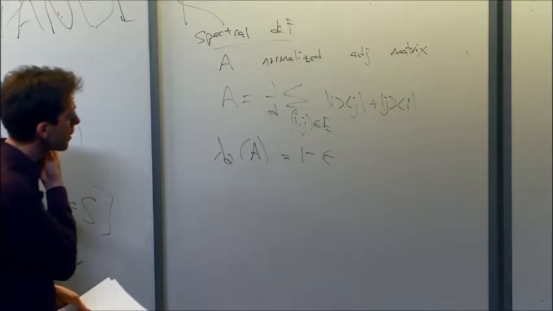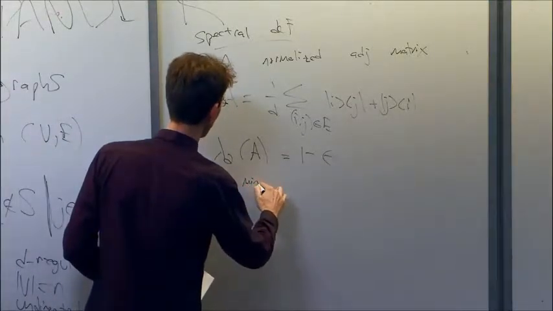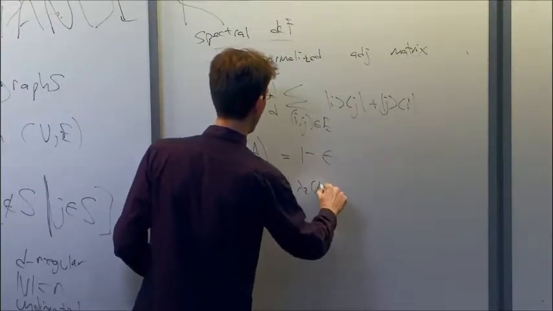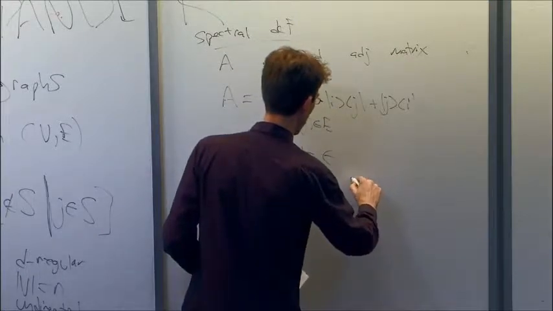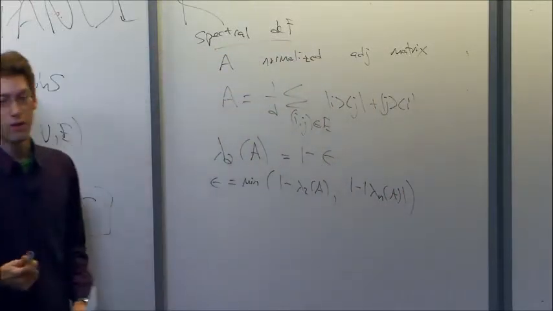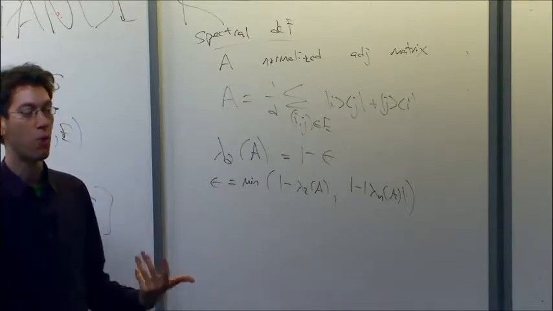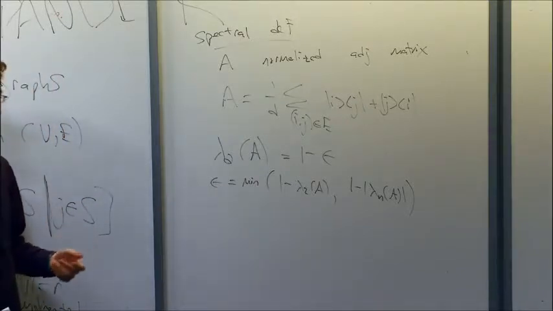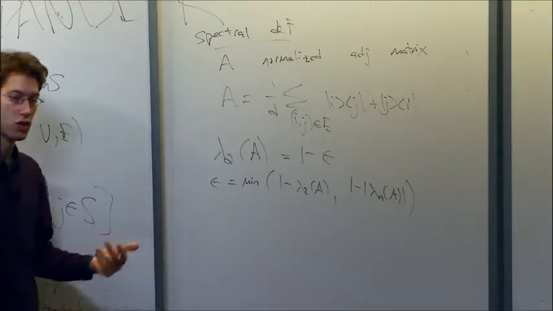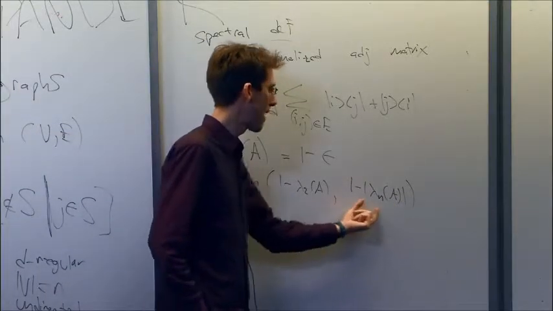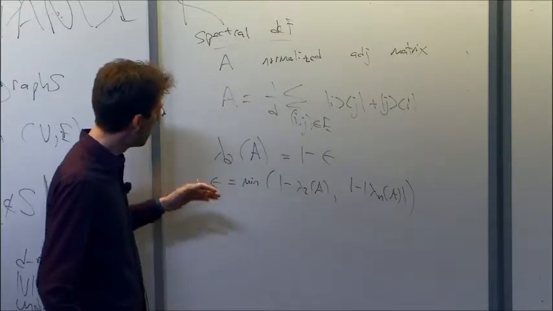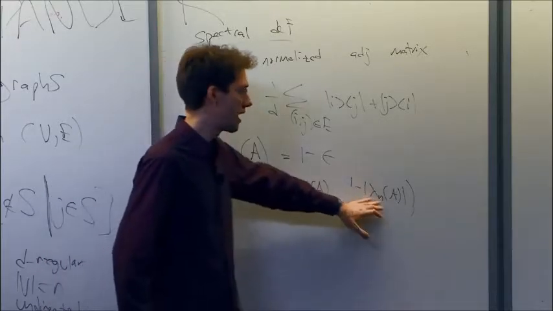I guess if you want to be a little more precise, you could say that epsilon is the minimum of lambda 2 and 1 minus the absolute value of lambda n of A. If the graph is bipartite, then the bottom eigenvalue will be minus 1, and then you will not converge. If you do the random walk, you might just bounce back and forth between the two halves forever. You'll never converge to the stationary distribution. And so you'll also have to demand that this thing be bounded away from minus 1. But in many cases, you don't have to worry about this condition.